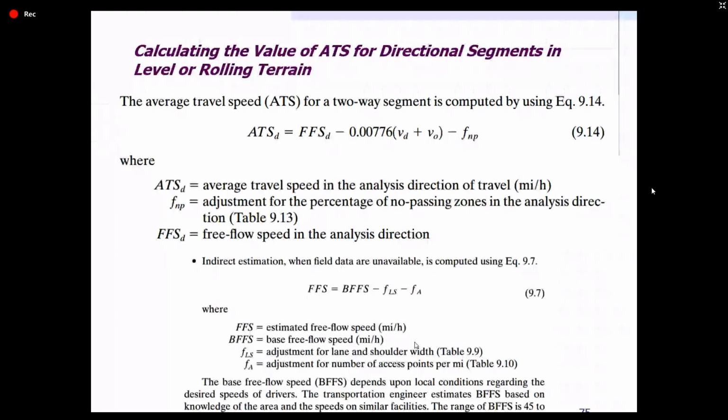Okay, English tayo dito kasi yung tables natin are in English system. Kasi we are using your HCM or your Highway Capacity Manual, which is made by your American Association of State Highway Officials. American siya, kaya English. So alam niyo naman yung American, kailangan naiiba yung units nila. It's called your English units.